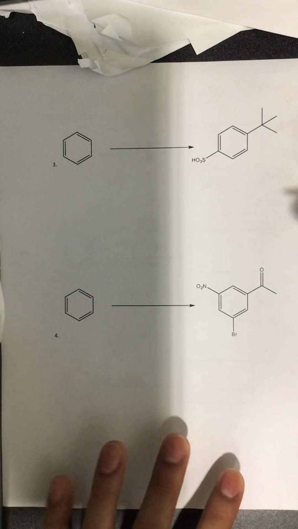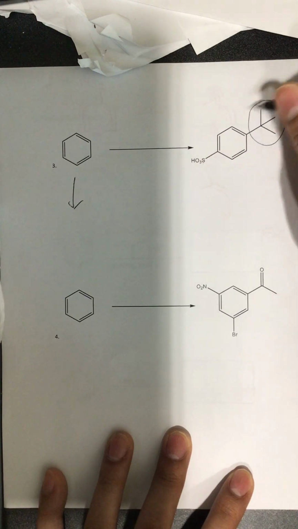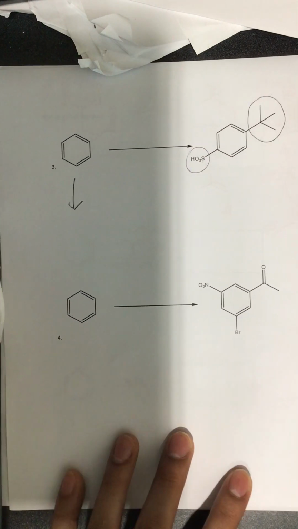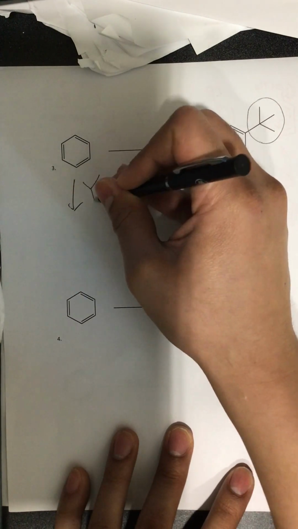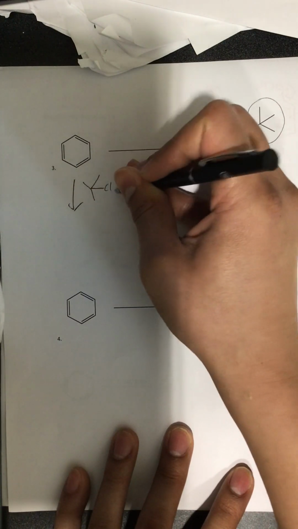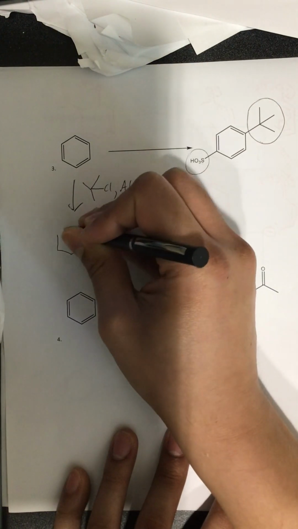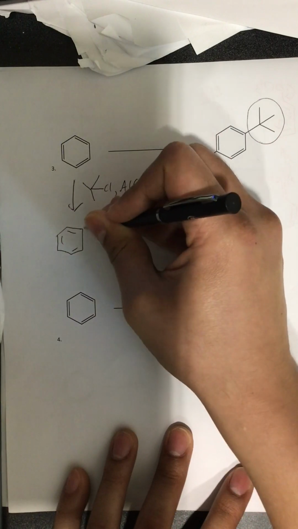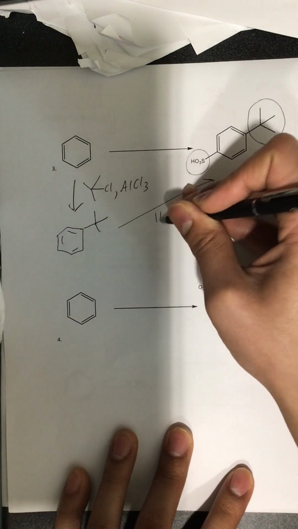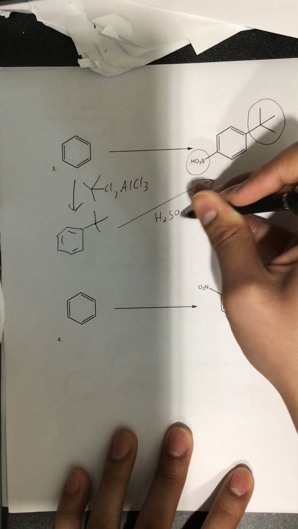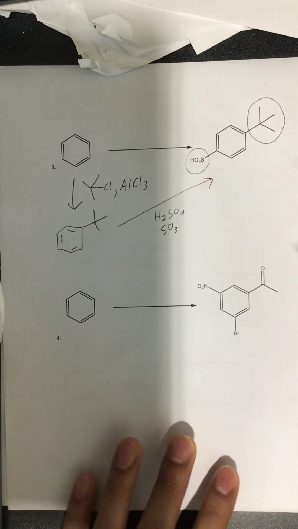All right, for the next one here, again, we have an R group, which is an ortho-para director, and this one is a meta director. This is probably like the easiest problem on the set. So this is going to be Friedel-Crafts alkylation. Let's put in the alkyl group because it's an ortho-para director. And then we can do our sulfonation. Right, and we'll get that.